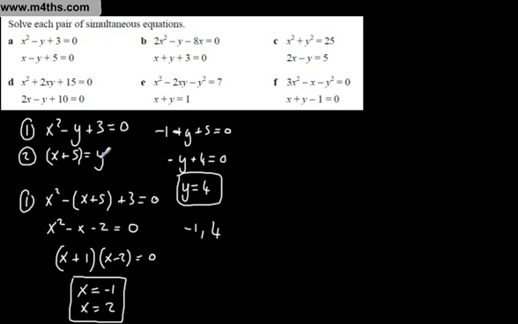That makes sense. And when x is 2, 2 minus y plus 5 is equal to 0. So we're going to end up now with y is equal to 7. So the point's (2, 7).